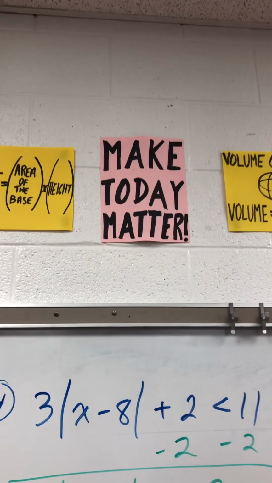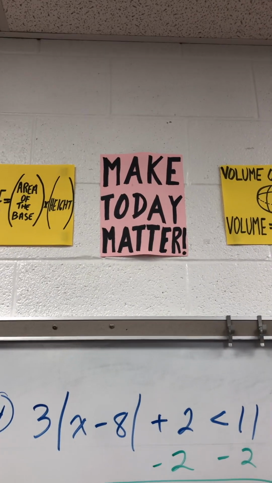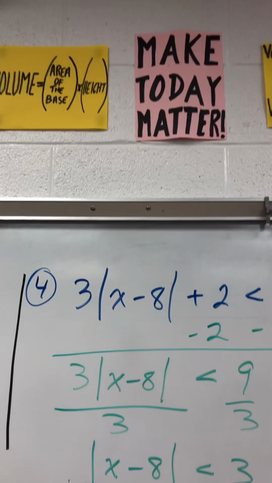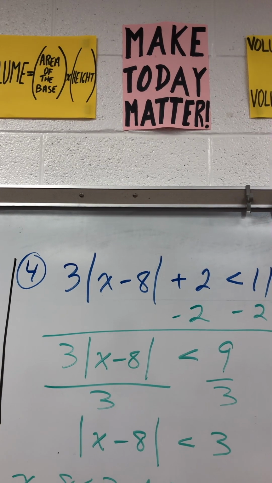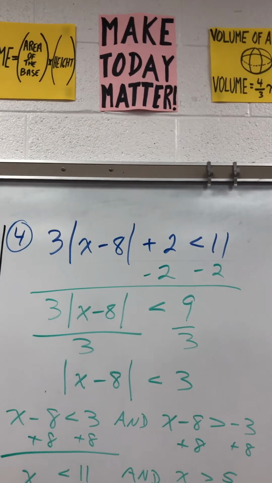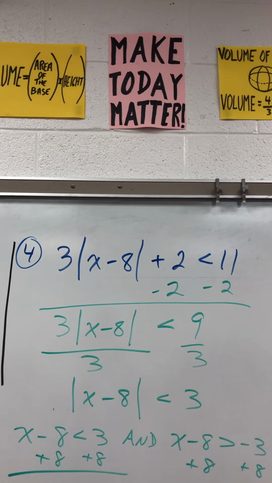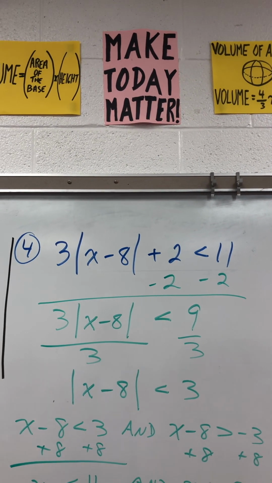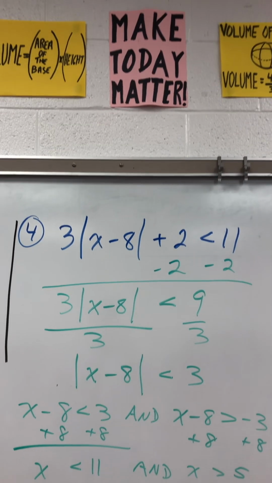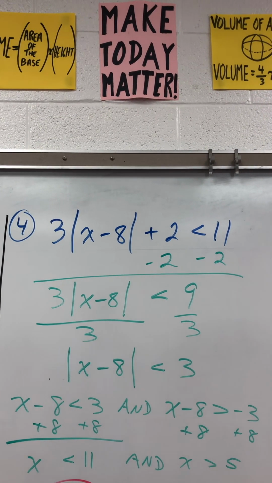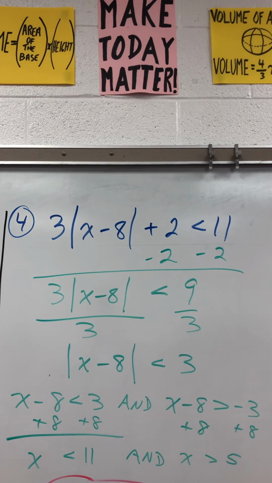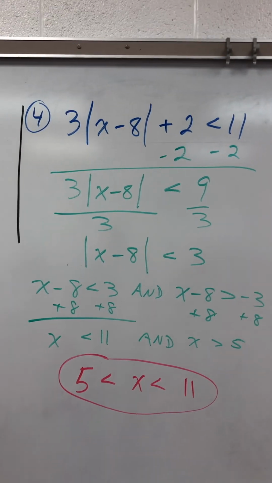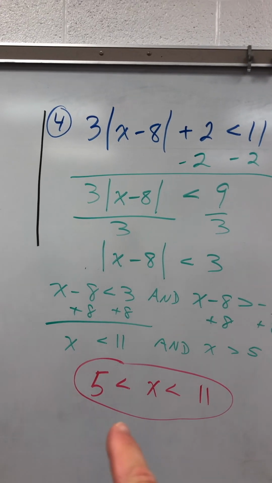Over here, less than, another and statement. We subtract 2 from both sides first, and then we're going to divide by 3. We get absolute value of x minus 8 less than 3. x minus 8 is less than 3 and x minus 8 greater than negative 3. Add 8 to both sides. You get x less than 11 and x greater than 5. Put the 5 first and the 11 last, and x goes in between. So you have 5 less than x less than 11.